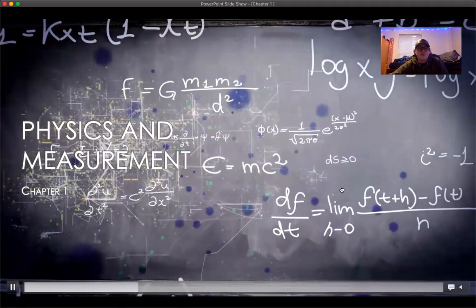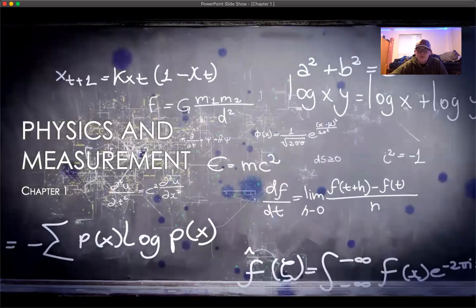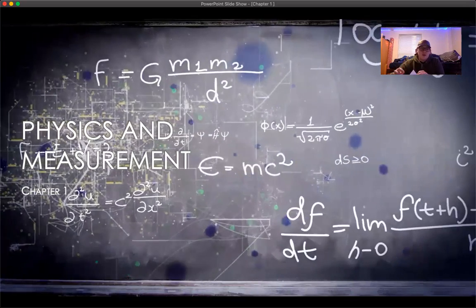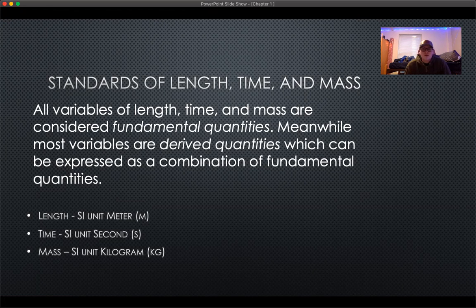Going to be discussing Chapter 1 of the Physics for Scientists and Engineers textbook by Serway and Jewett, called Physics and Measurement. Within physics, we have very consistent quantities. We call these our fundamental quantities, which are variables of length, time, and mass, so you can have meters, seconds, kilograms.